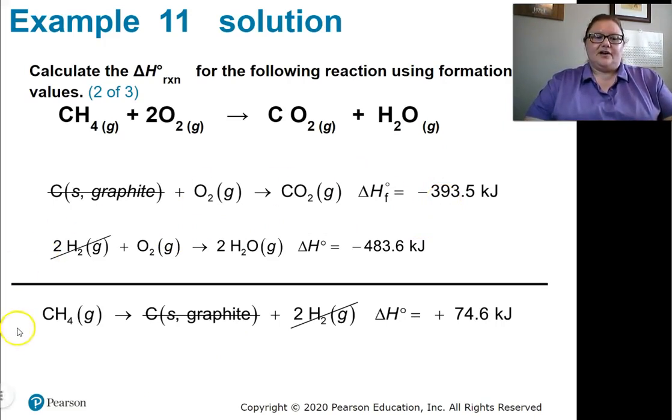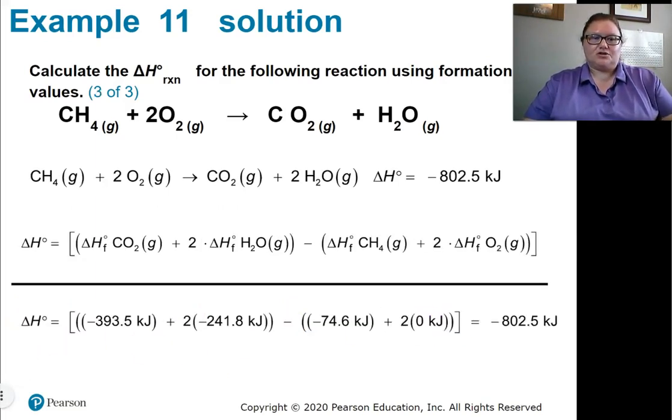Okay, and so doing that with two of these steps, we get the methane on the reactant side. We have the carbon elemental cancel out. We have the hydrogen cancel out. And we're left with the methane here. So that's partial. Let's take a look at it all together here. So here is where we would write, here's our overall reaction now. Okay, we've added up the delta H's from those three initial steps, and we're going to get negative 802.5 kilojoules.